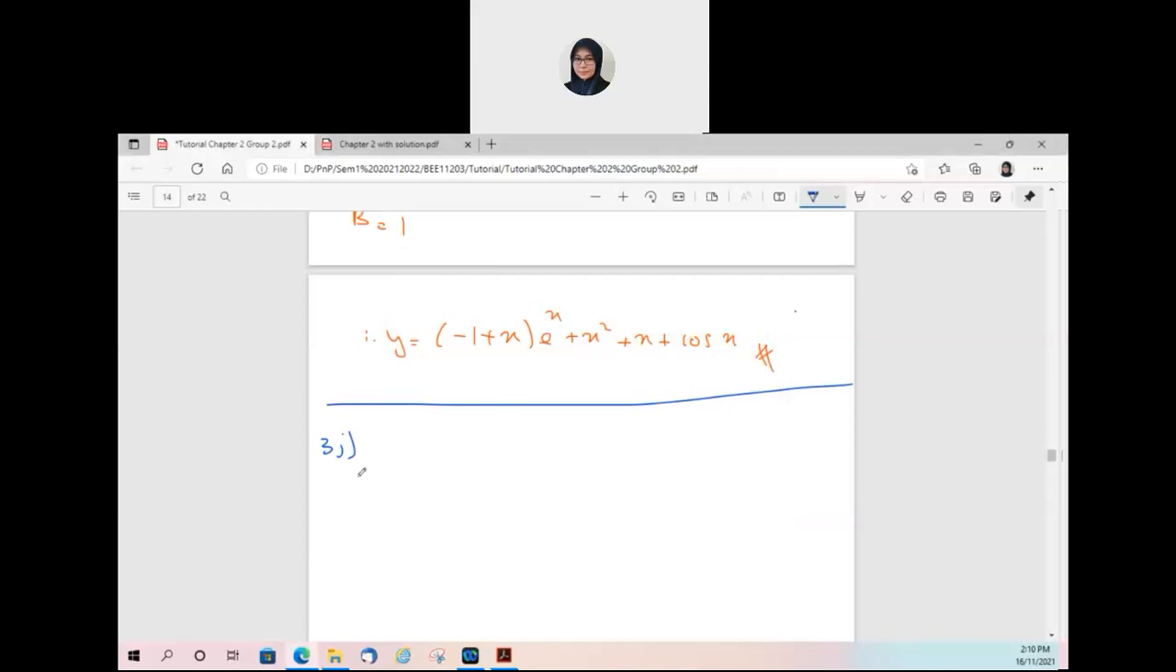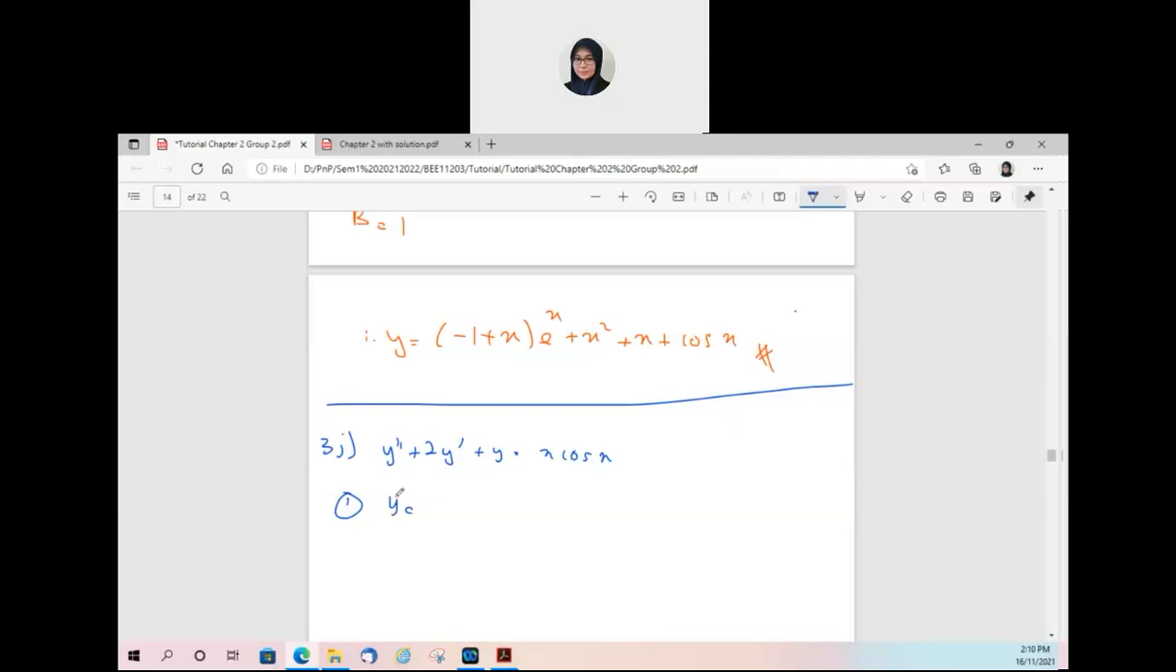Okay, so 3J, the question says y double prime plus 2y prime plus y equals x cos x. So first step, what do you have to do? First step, what do you have to get? yc. yc, right?